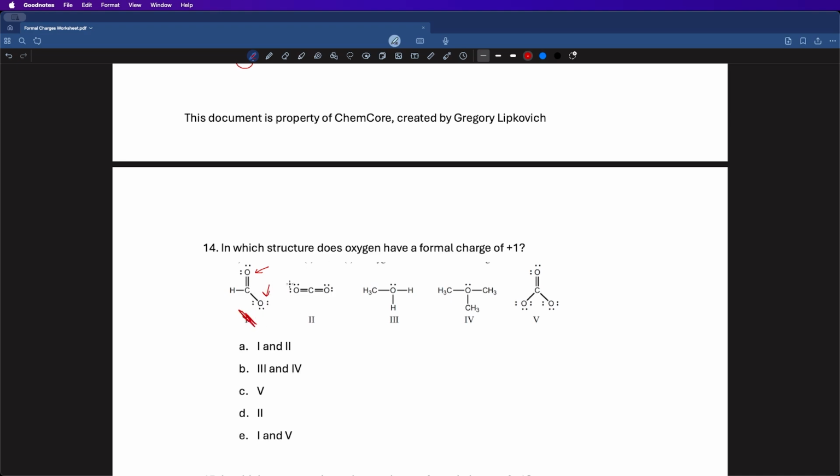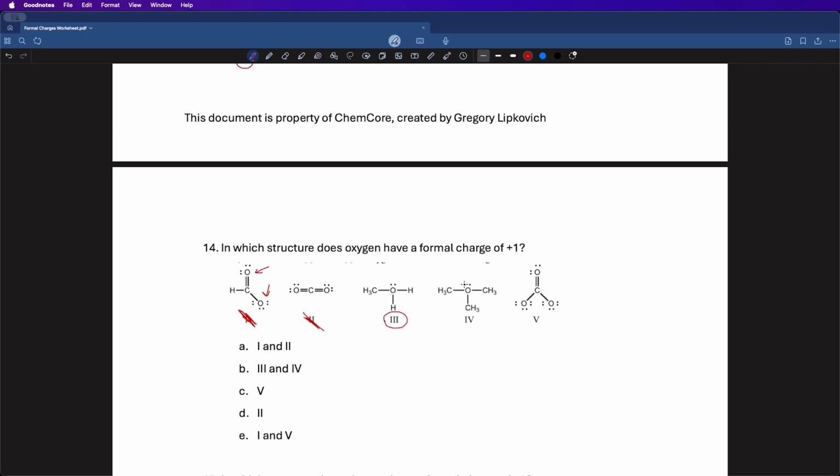problem. Each of the oxygens in number 2 has 2 bonds and 2 lone pairs, meaning that both of them should have a formal charge of 0, so we can cross this one out as well. Number 3, well, this oxygen in the center does have 3 bonds and 1 lone pair, meaning that it probably has a formal charge. Well, not probably. It does have a formal charge of -1.